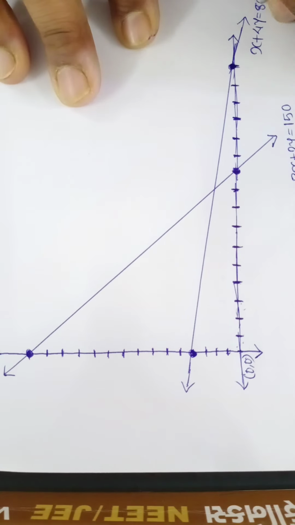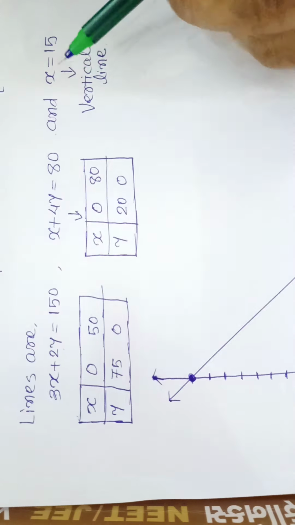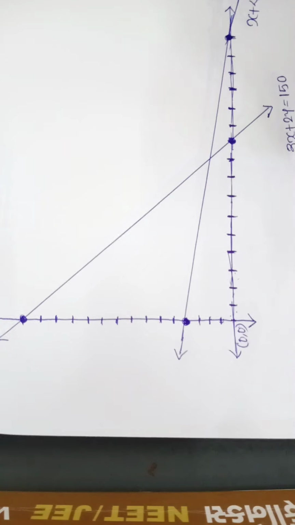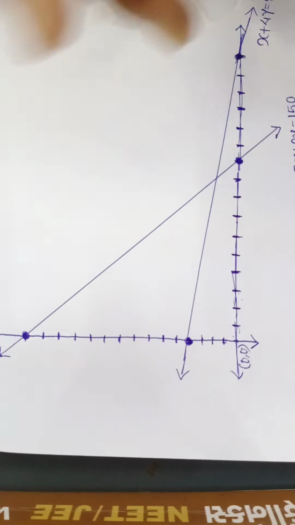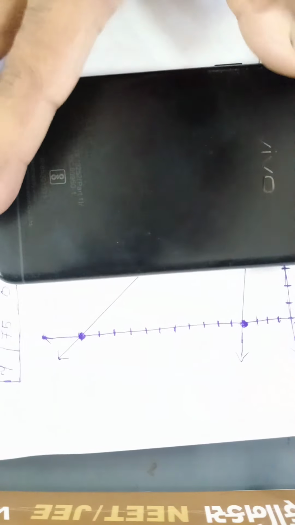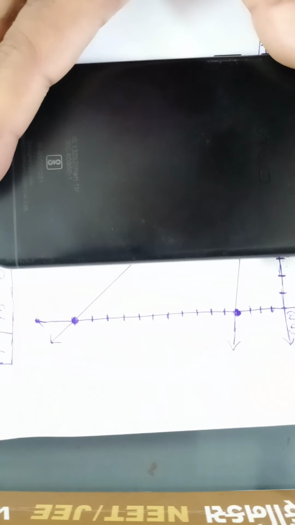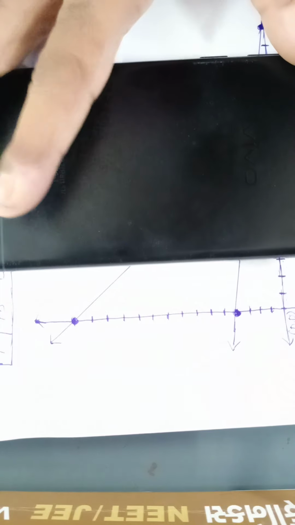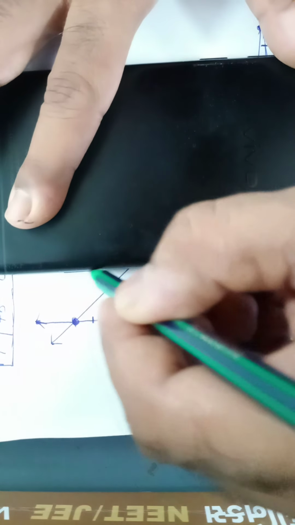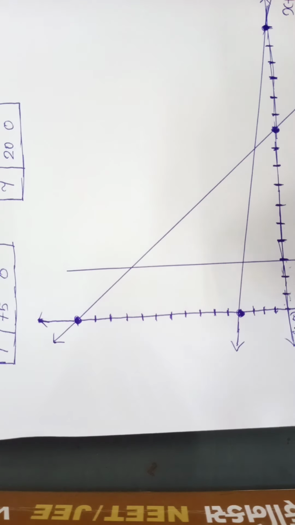And now finally we need x equals 15 as a vertical line. x equals 15: 5, 10, 15. So here I have to draw the vertical line at x equals 15. This is the vertical line x equals 15. Let me draw it here. This line is x equals 15.